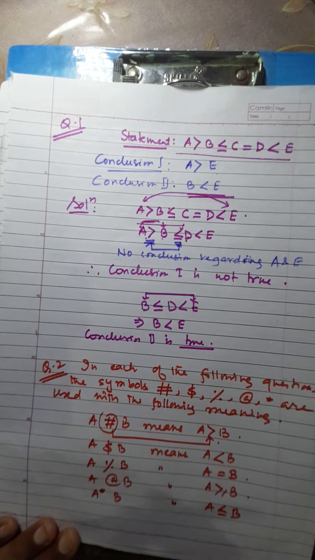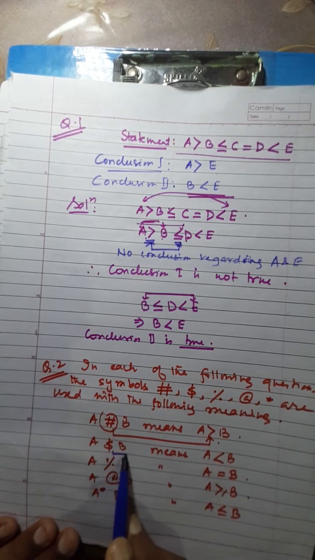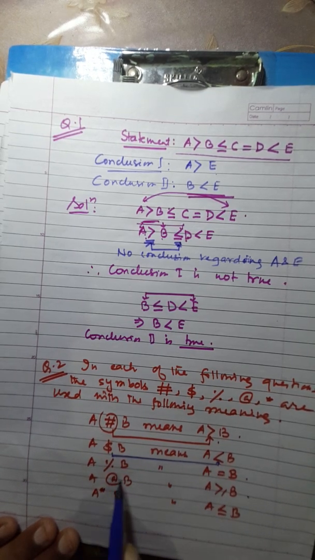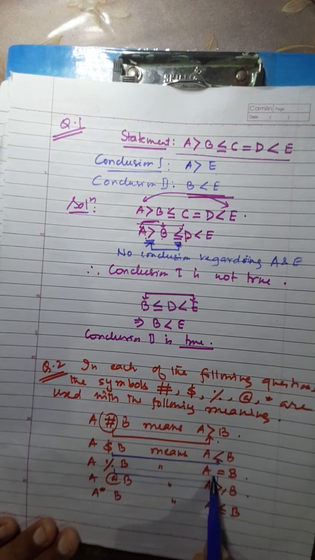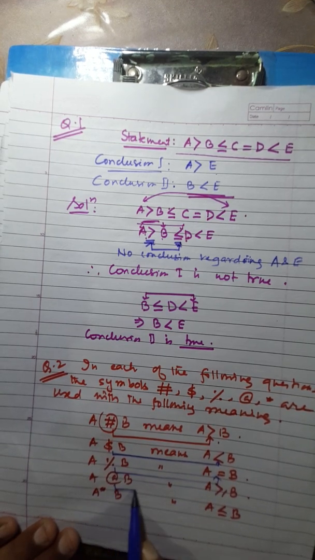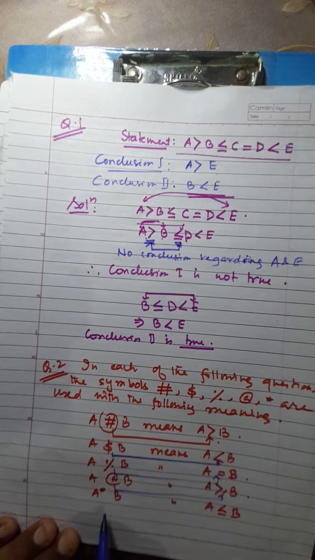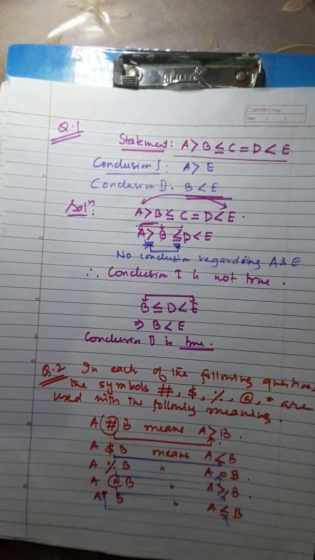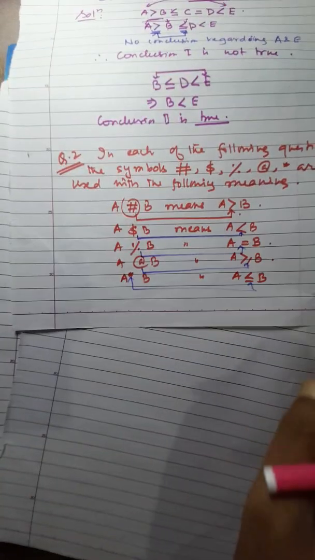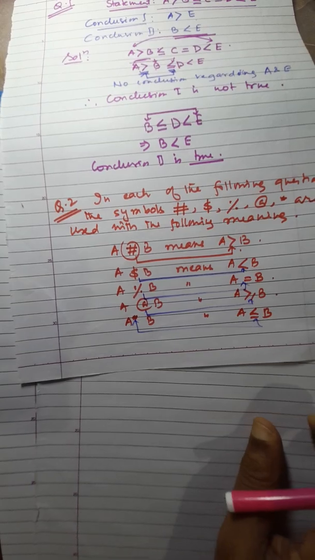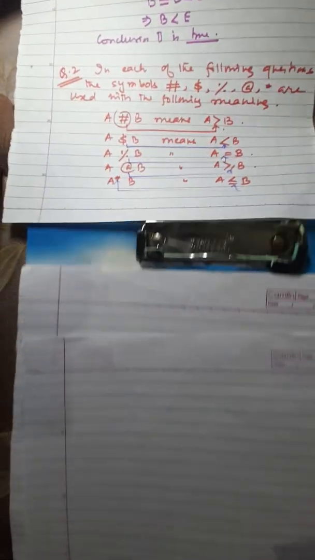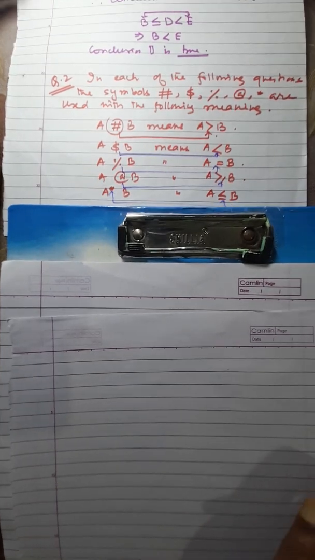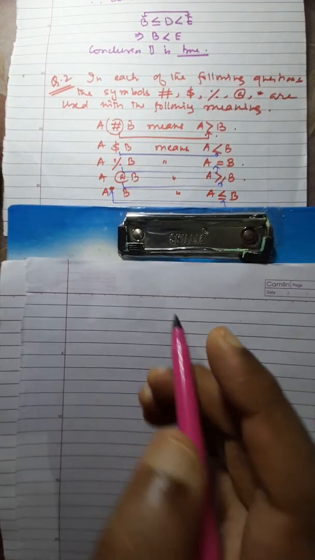So these you have to keep in your mind first. The dollar sign is less than, percentage is equal, at the rate is greater or equal, asterisk is less or equal. Okay. Now the question is a statement. What is the statement given? See the statement. This we have to keep in our mind. And what is the statement? See.